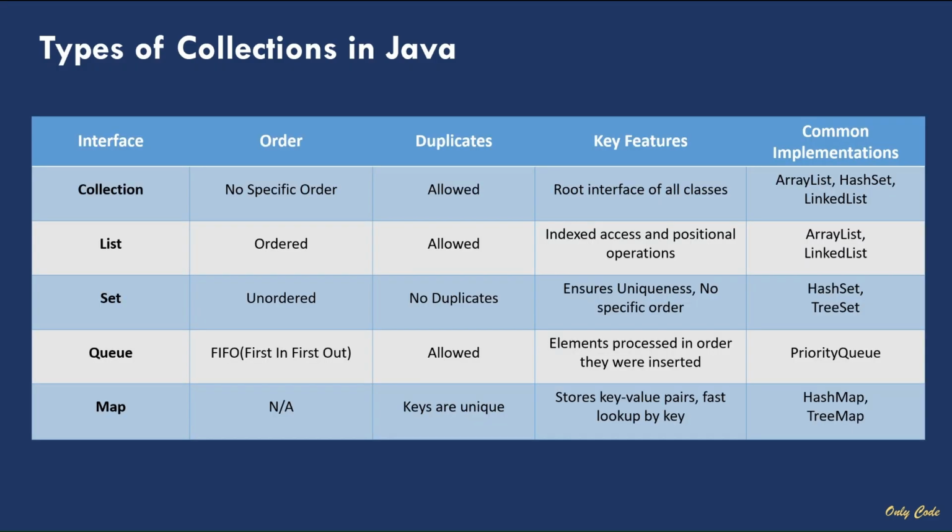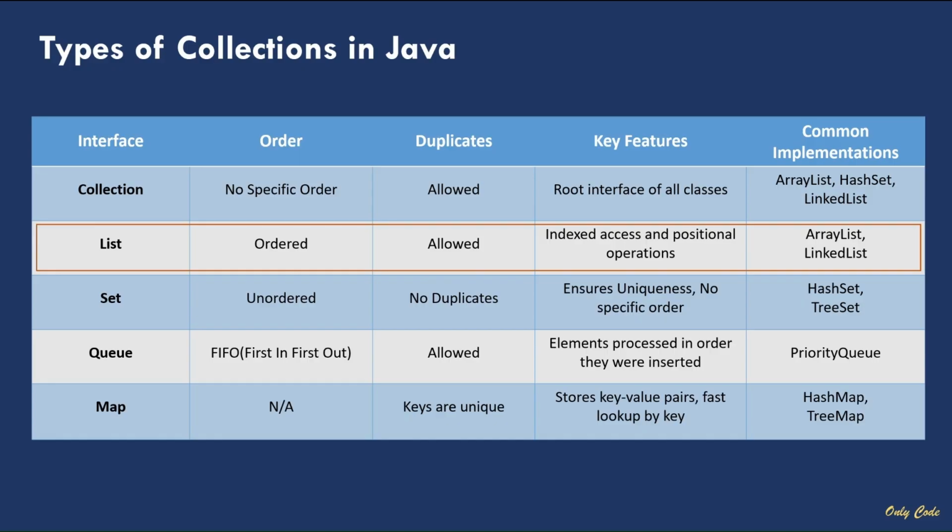Collections come in different forms, each designed to solve specific problems depending on how you want to store and manage your data. The main types are: first, Collection. Collection by design does not maintain any specific order and it allows duplicates. It's the root of all collection interfaces. Many other collections like ArrayList, HashSet, and LinkedList implement it.